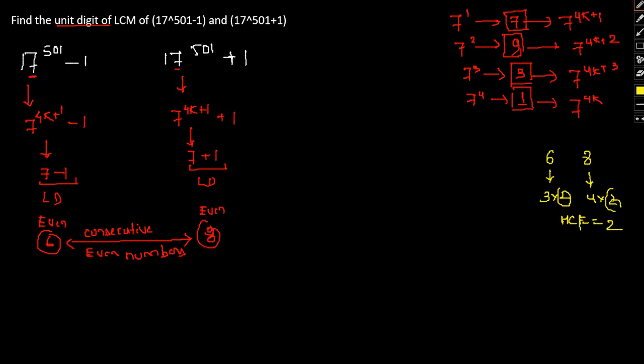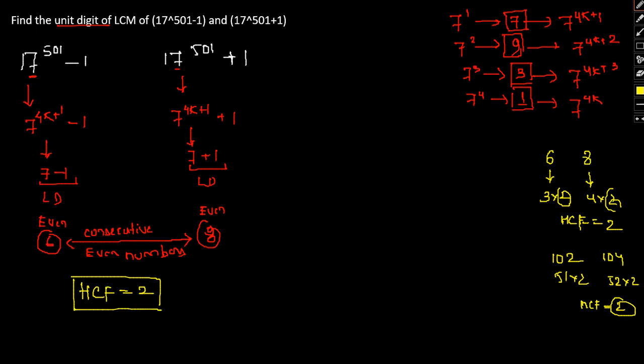Okay, let me take another number, say 102 and 104. 51 into 2, 52 into 2, again HCF 2. So therefore the HCF of any two consecutive even numbers is always 2. In this regard, these are consecutive even numbers, so their HCF will again be 2. Okay, I hope this concept is clear to you as well. So any consecutive even numbers you can take as an example, their HCF will always be 2.